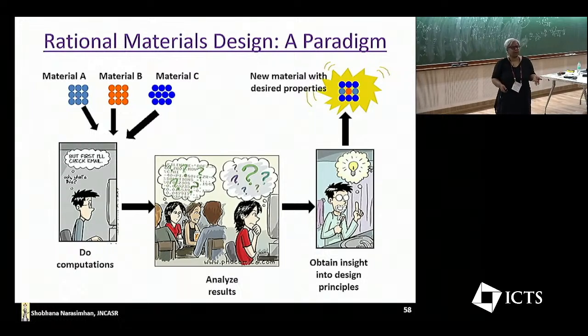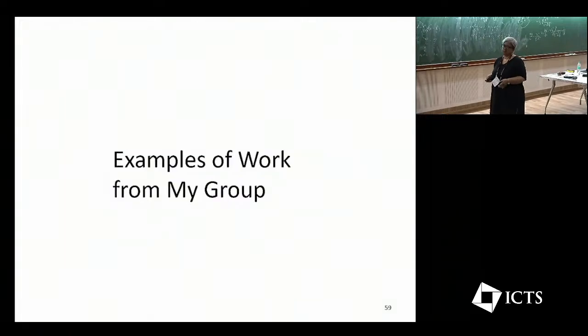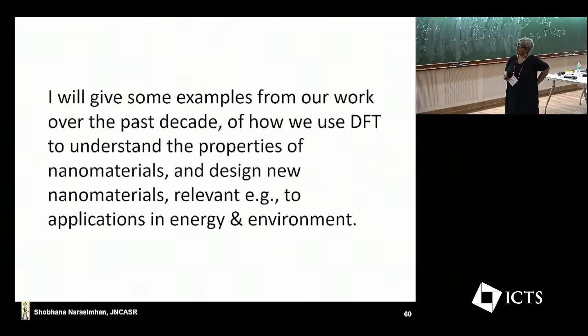What I mean by that is you understand why a material has the properties it possesses. Once you understand that, you can then design a new material which is the best material to have that property. For example, if you want to make a super, super hard material, you can design it. Or maybe you want to make a very strong magnet, whatever. So now, in the remaining time, I'm going to give you a few examples of work from my group. So how we use DFT to understand the properties of materials.